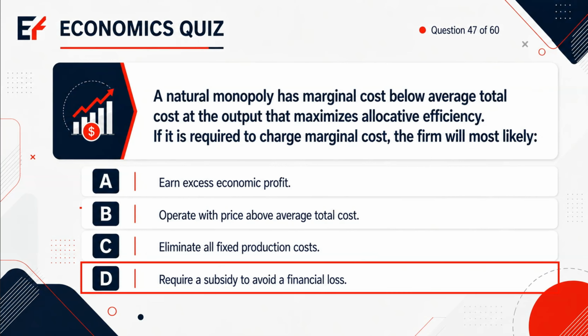Option A is incorrect because marginal cost pricing would not create excess economic profit in this situation. Option B is incorrect because price is equal to marginal cost, which is below average total cost. Option C is incorrect because marginal cost pricing does not eliminate the firm's fixed production costs.